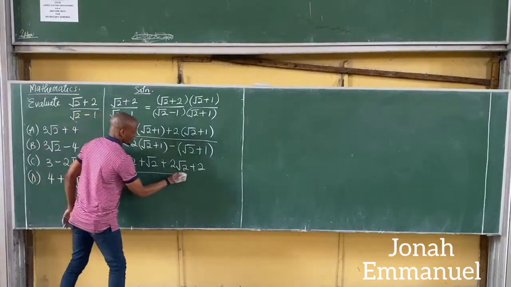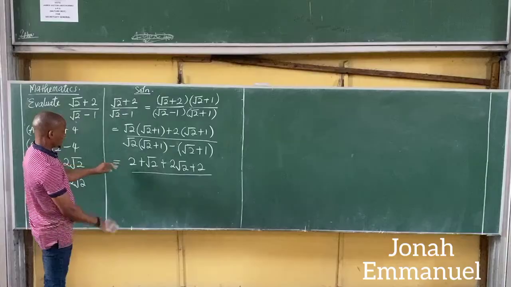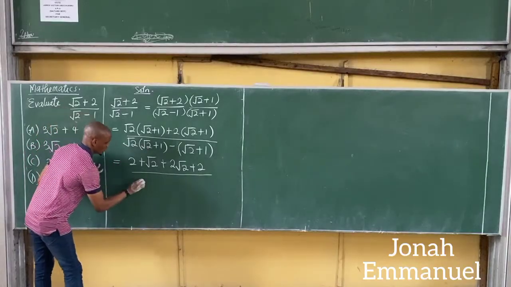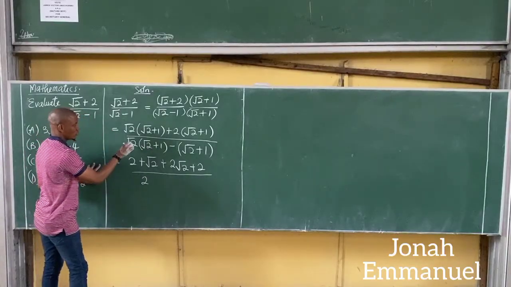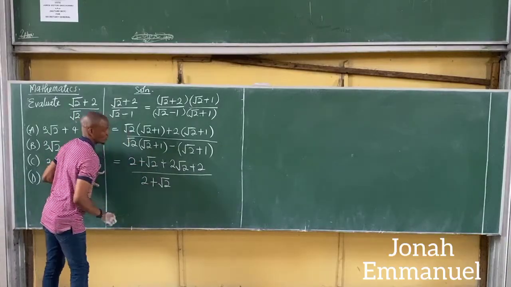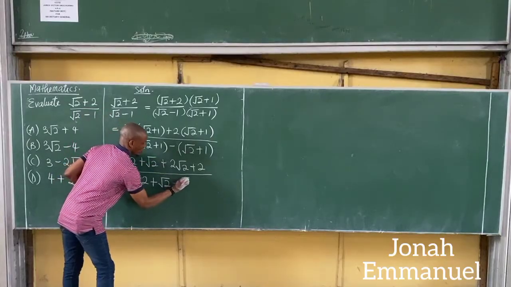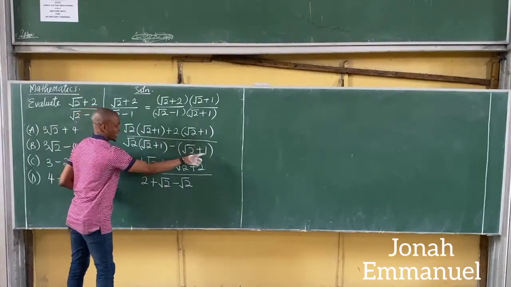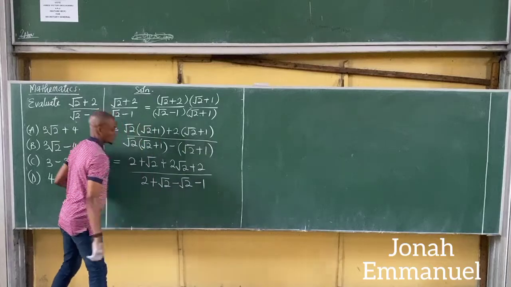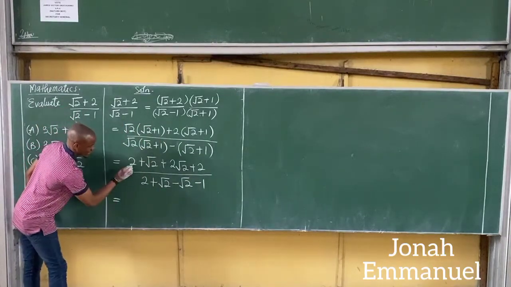This all over, this now gives you root 2 times root 2, that's 2, root 2 times 1, that's root 2, minus times root 2, minus root 2, minus times 1, minus 1. Okay, it's now equal to, what do I get here?